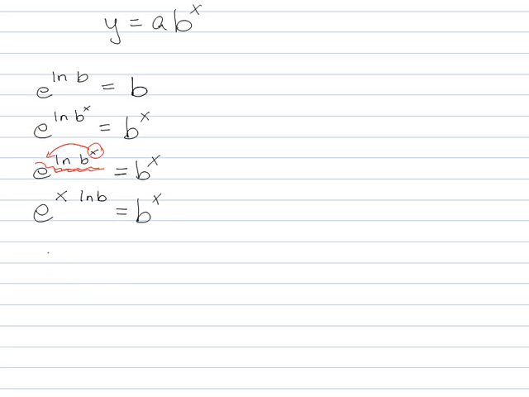Okay? You say, why do I care? Because it's awesome, that's why. I could also redo the order. Instead of x times natural log of b, I could go natural log of b times x, equals b to the x. And now look, I've got b to the x here, I've got b to the x here.